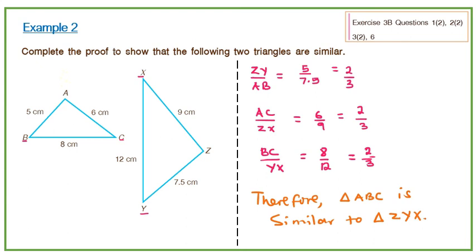Now I hope that you have understood. I want you to go to exercise 3B and answer question 1, number 2, question 2, number 2, question 3, number 2, and question 6. When you finish, please take a photo and send it to our group line.